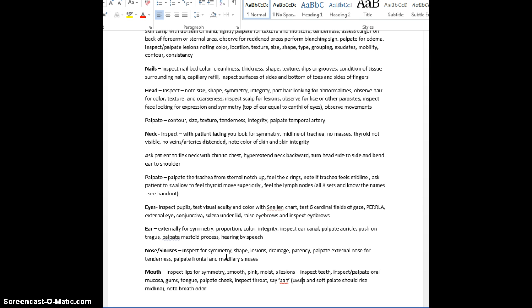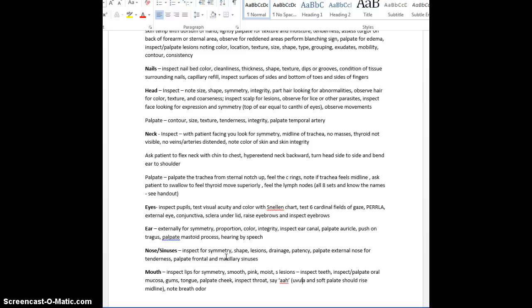You should palpate the temporal artery above the zygomatic bone between the eye and the top of the ear. You should palpate the temporomandibular joint and ask the person to open and close their mouth. It should be a smooth movement with no limitations or tenderness.